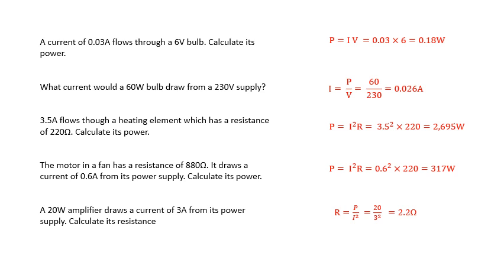And then the last one, we're told the power and the current. So if P is I squared R, then R will be P over I squared, 2.2 ohms. There you go. Practice, practice. Practice makes progress. Practice doesn't make perfect. Practice makes progress.